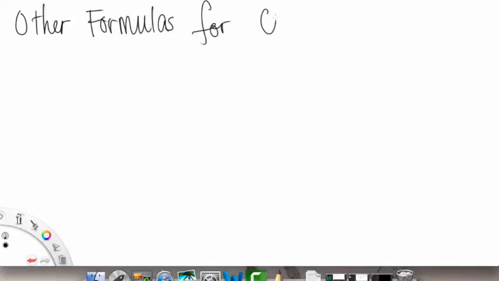Okay, so here are other formulas for curvature. So here are alternative ones based on what you're given in the problem. Okay, so other formulas for curvature.